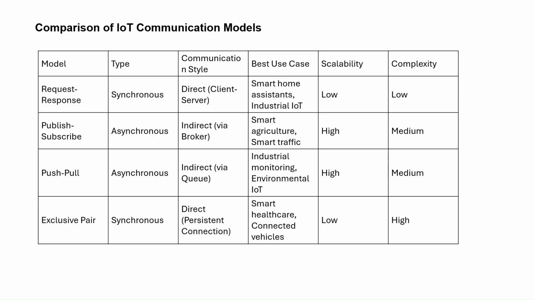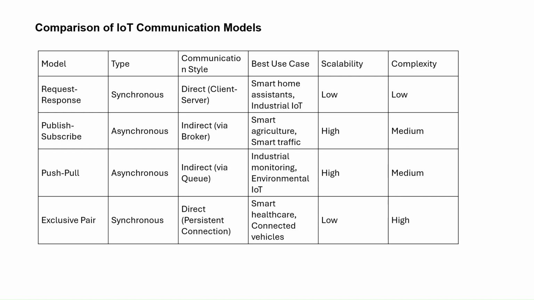And the last one is the exclusive pair, where the type is synchronous because the connection between the server and client, or sender and the receiver, occurs directly. And the major difference between the request response and exclusive pair is that in request response, the server and the client are fixed. But in exclusive pair, the server and client can be interchanged.